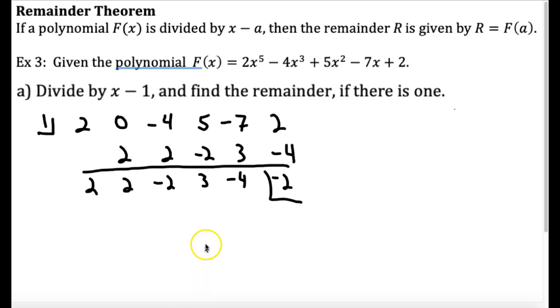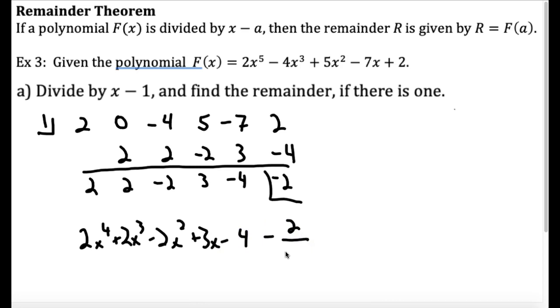Right? That means that 1 is not a solution to this polynomial. The answer that we end up with here would be, since I started with a 5th degree, this would be 2x to the 4th plus 2x cubed minus 2x squared plus 3x minus 4, minus 2 over x minus 1.